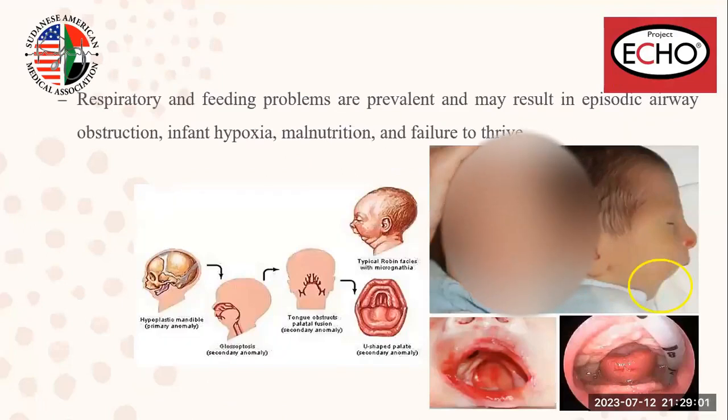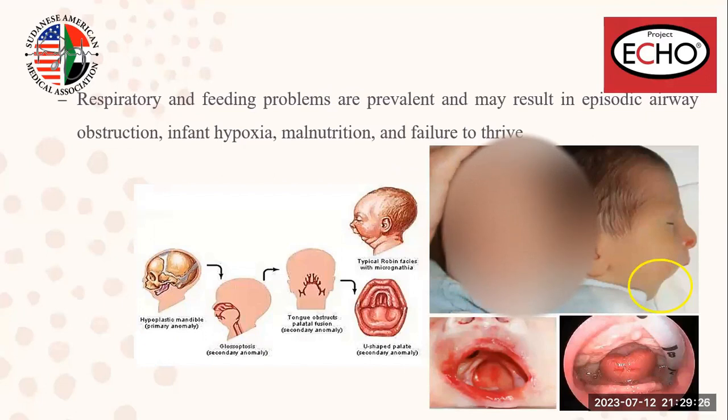We also have respiratory and feeding problems. These are prevalent and may result in episodic airway obstruction. This is expected because you have a cleft palate. Infant hypoxia because of problems in breathing. Sometimes malnutrition is also evident if it's not taken care of, and failure to thrive. So the child will stay very, very small, the newborn.